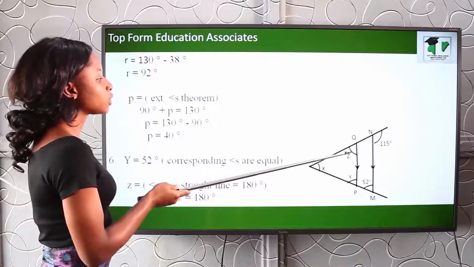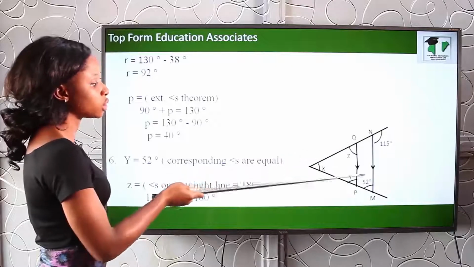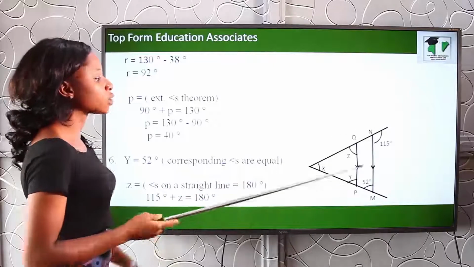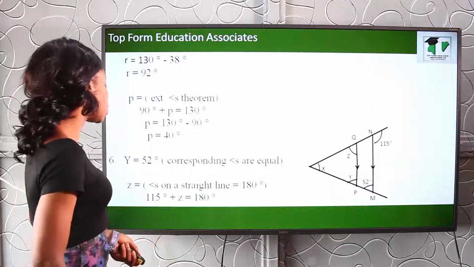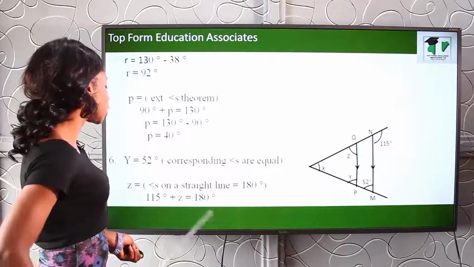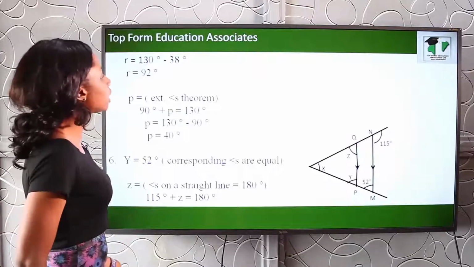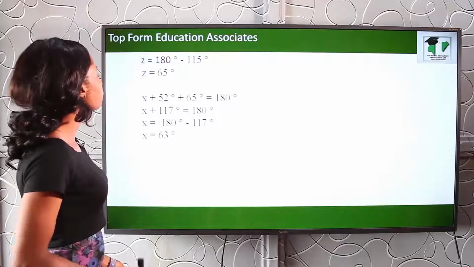Now, these two angles are on this straight line, not this straight line. So the angles on a straight line are 180 degrees. So Z plus 115 degrees will give us 180 degrees. To get our Z, simply subtract 115 from 180 degrees to give us 65 degrees.